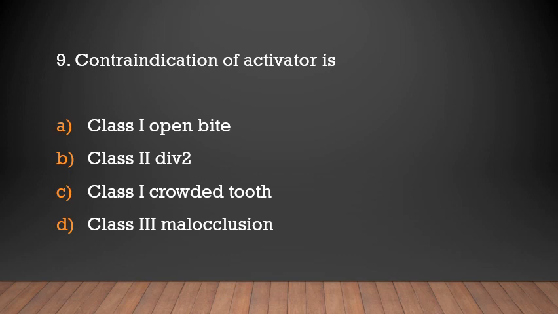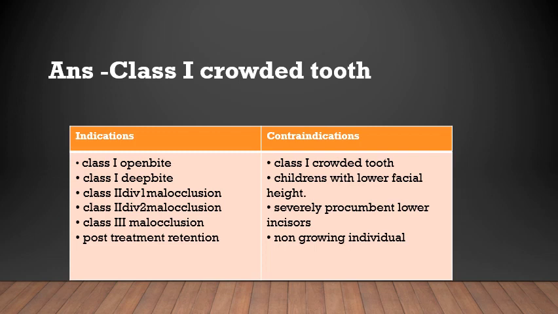Contraindication of activator is class 1 open bite, class 2 division 1, class 1 crowded tooth, class 3 malocclusion. Class 1 crowded tooth. Indications of activators are class 1 open bite, class 1 deep bite, class 2 division 1 malocclusion, class 2 division 2 malocclusion, class 3 malocclusion, post-treatment retention. Contraindications are class 1 crowded tooth, children with increased lower facial height, severely procumbent lower incisors, and non-growing individuals.